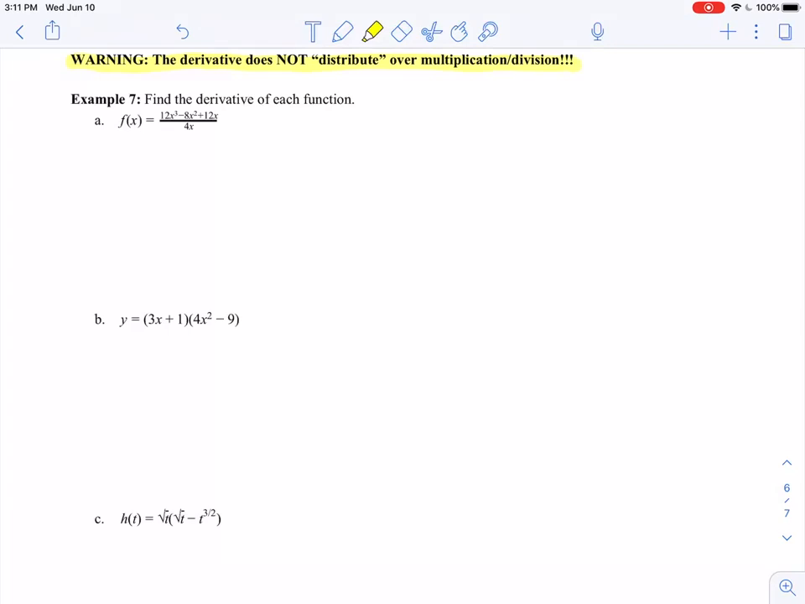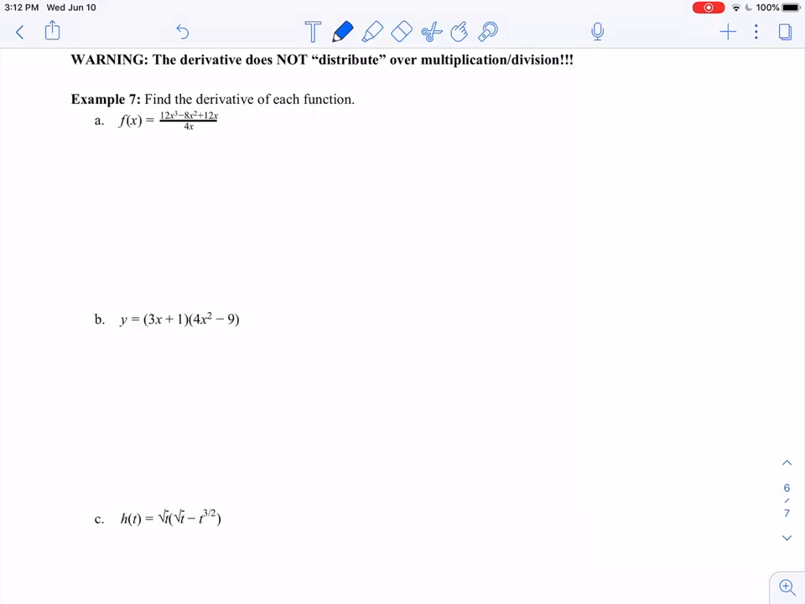For right now, we are going to have to find workarounds for dealing with multiplication and division, because we don't really know how to deal with those quite yet. So in these next few examples, we're going to look at how we can work our way around so that we don't have multiplication and division. So here, f of x equals 12x cubed minus 8x squared plus 12x, all over 4x.